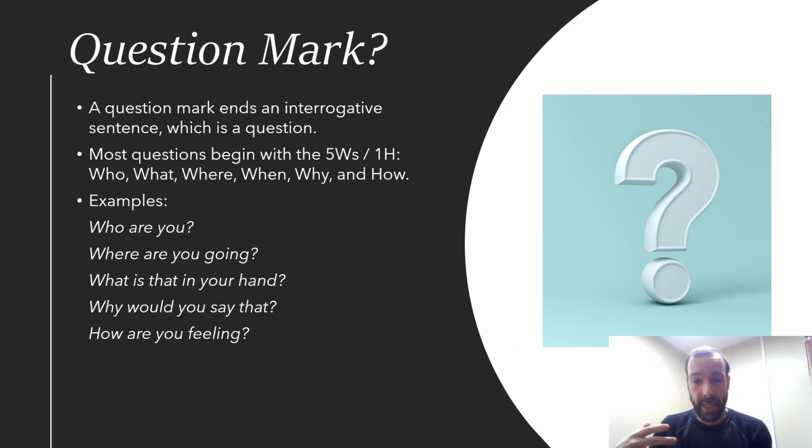Question marks come at the end of questions, which we also call interrogative sentences. Most questions begin with one of the question words. The 5 W's and 1 H are who, what, where, when, why, and how. Who are you? Where are you going? What is that in your hand? Why would you say that? How are you feeling? Okay, these are all questions, and when we get to the end of a question, we have this special symbol called a question mark to let us know that it is in fact a question.